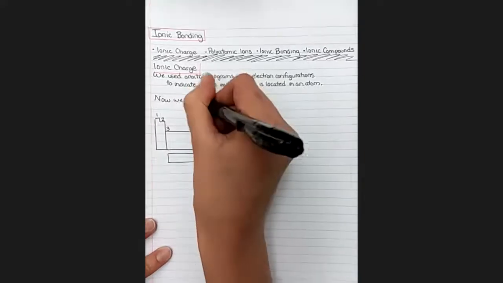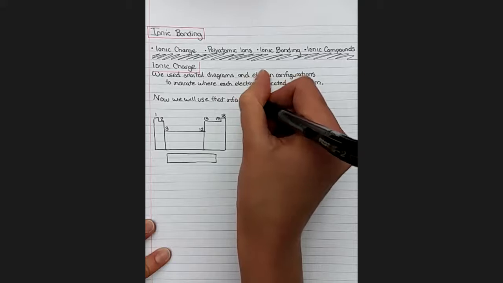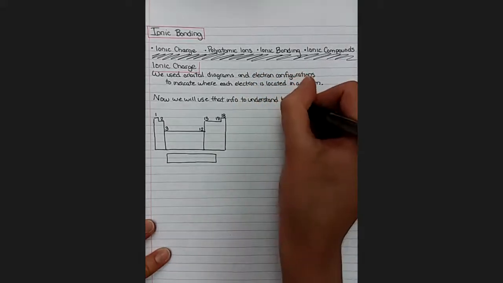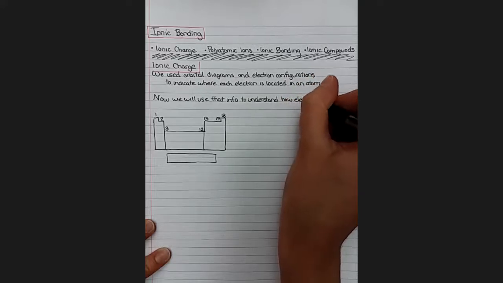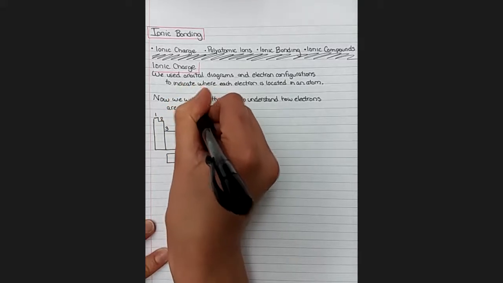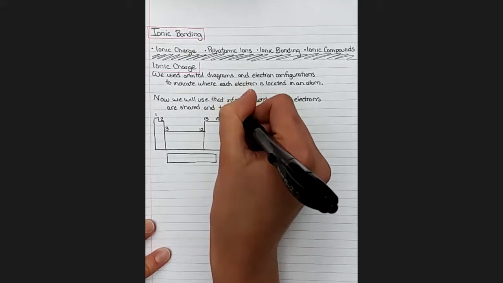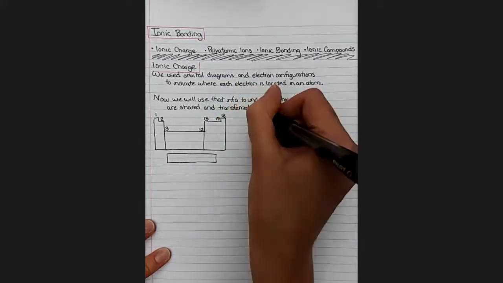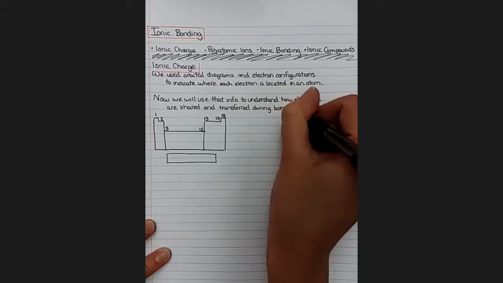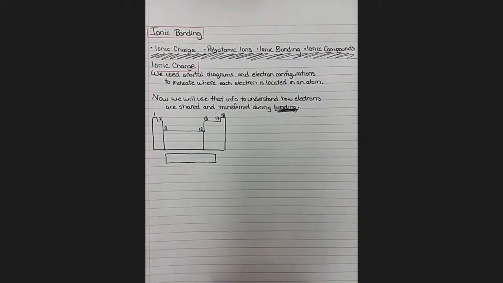Now we will use that information to understand how electrons are shared and transferred during bonding. And you'll find out that some bonding is more like sharing, and some bonding is definitely not like sharing. And those are important features to know about a particular molecule to help us predict its chemical properties. So it's finally time to talk about bonding and compounds with more than one atom in them.